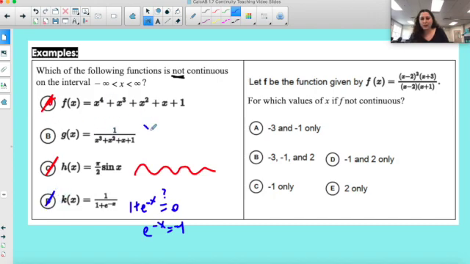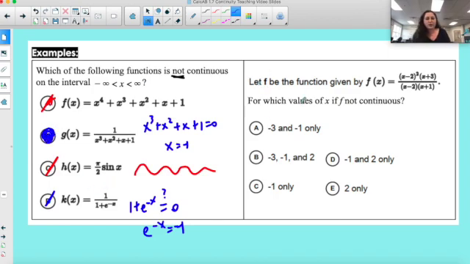Whereas this, x to the third plus x squared plus x plus 1 equals 0, that's true when x equals -1, because -1 plus 1 minus 1 plus 1 is 0. So this function will be discontinuous when x equals -1.